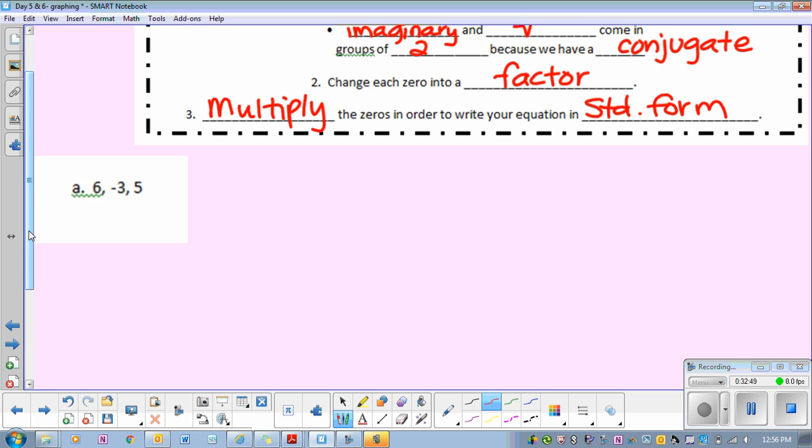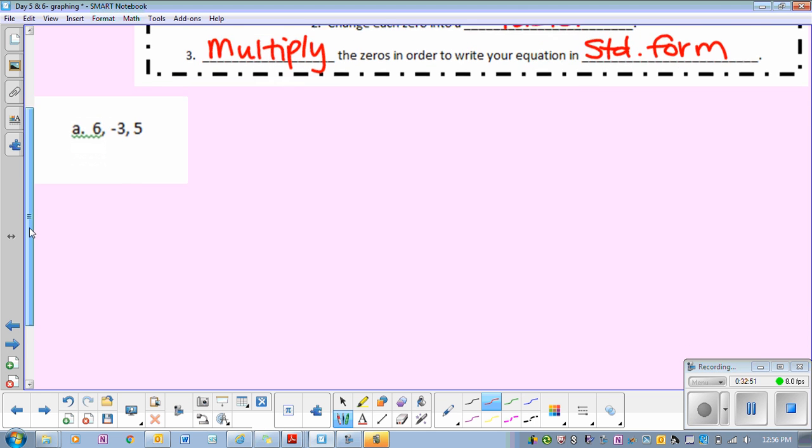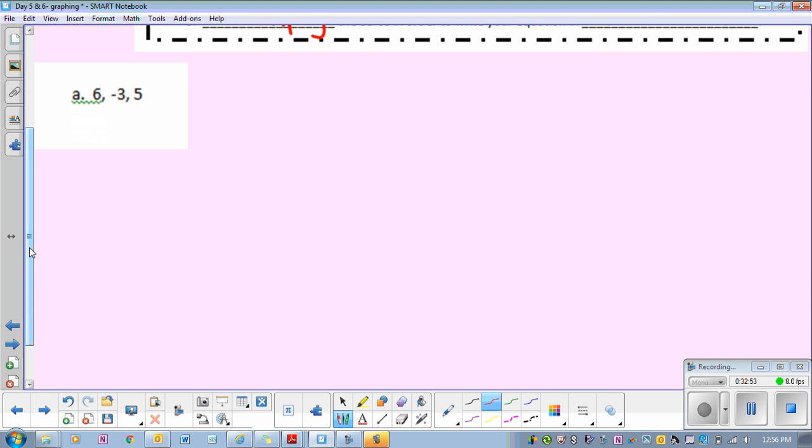All right, so let's try this. All right, so example A. They gave us these zeros: 6, -3, and 5. Do you see any i's? Do you see any square roots?